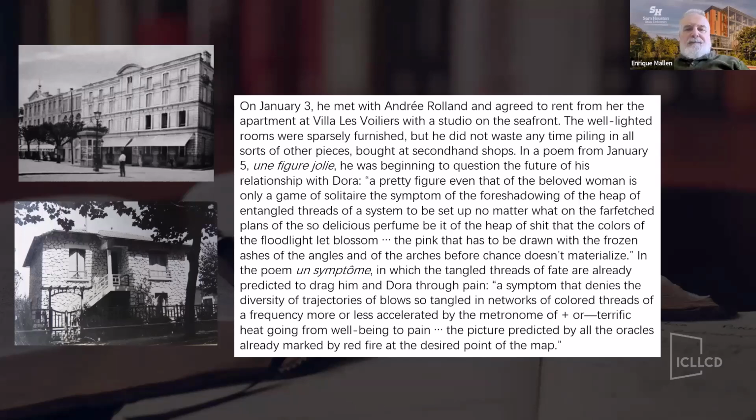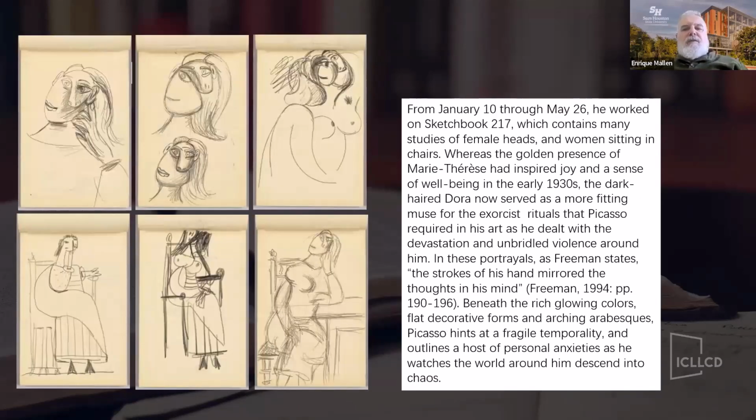From January 10th through May 26th, Picasso worked on sketchbook 217, which contains many studies of female heads and women sitting in chairs. Whereas the golden presence of Marie-Thérèse had inspired joy and a sense of well-being in the early 1930s, the dark-haired Dora now served as a more fitting muse for the exorcist rituals that Picasso required in his art as he dealt with the devastation and unbridled violence around him.